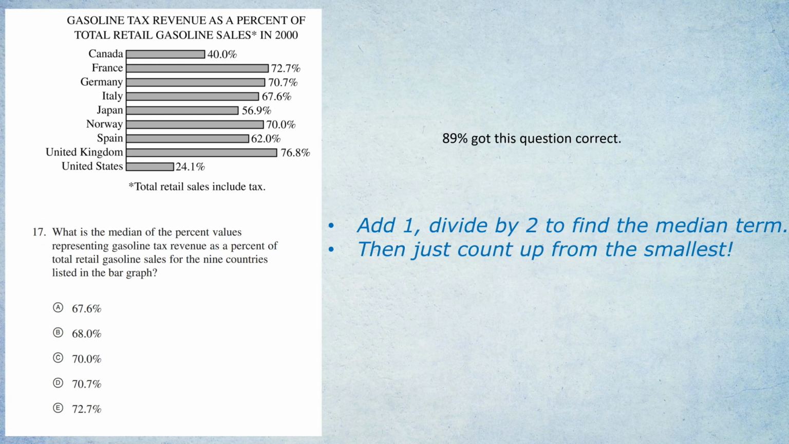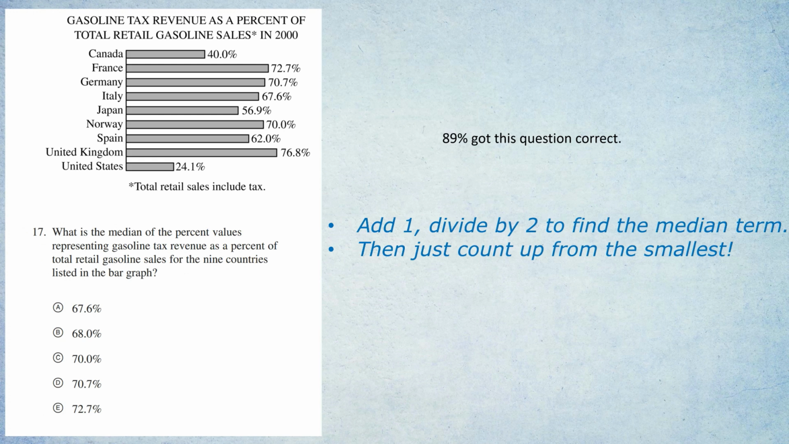Don't be intimidated. Usually the question is much easier than you think. The one mistake that many students might make, even among the 89% who got this question correct, is writing all the numbers out in order and then picking the middle number. No. There's a much quicker way. How many countries are listed here? It tells you 9. So what's the median country?